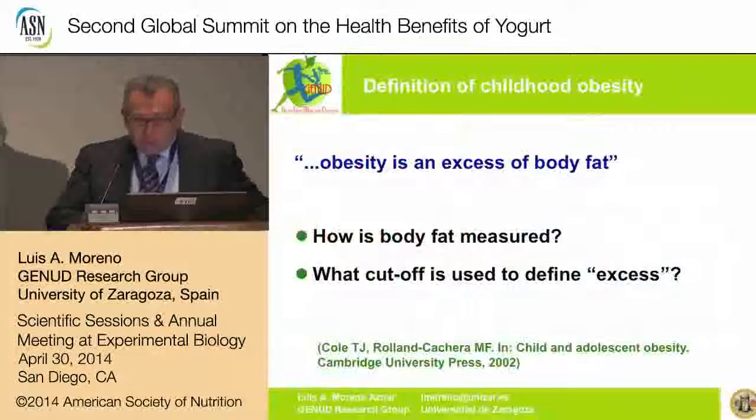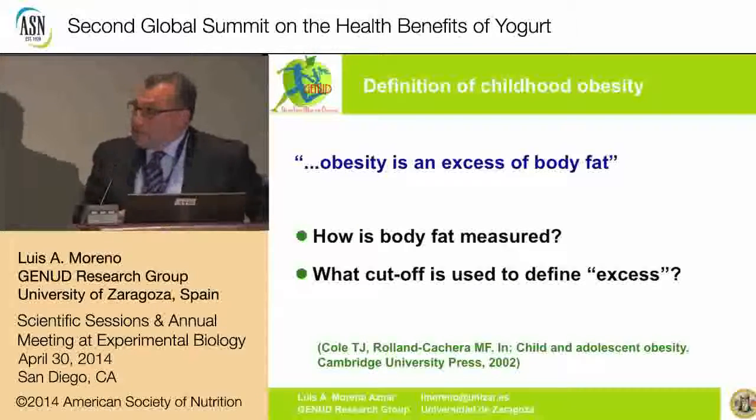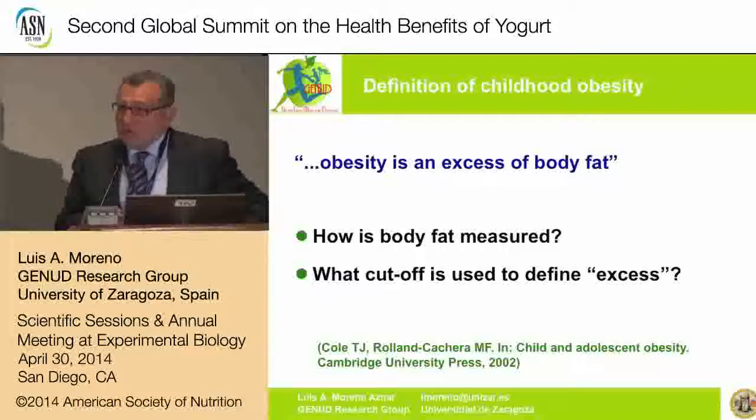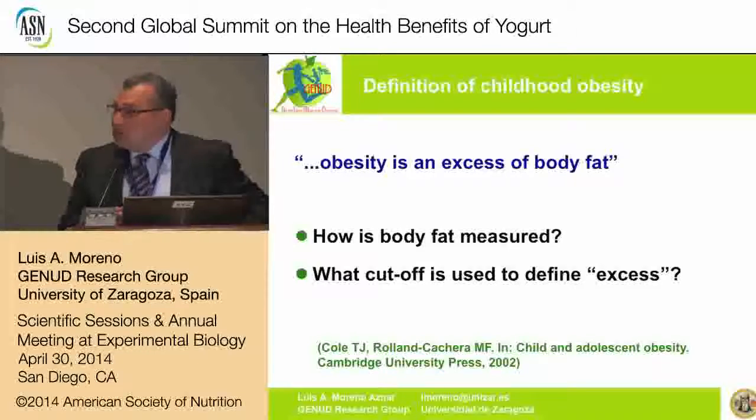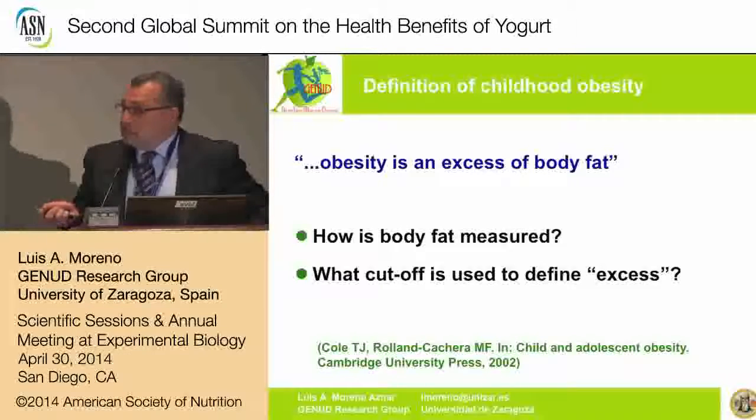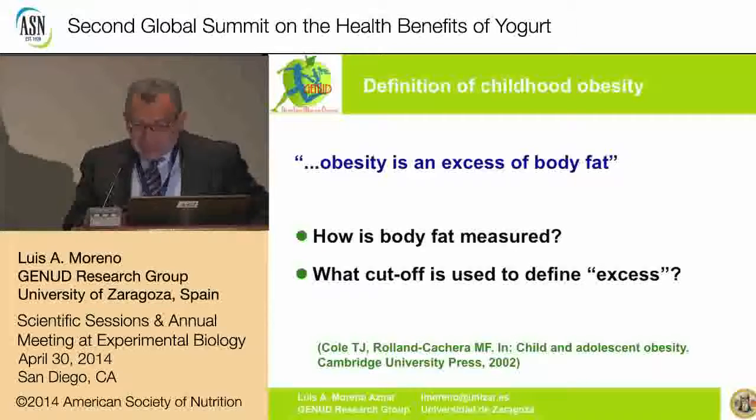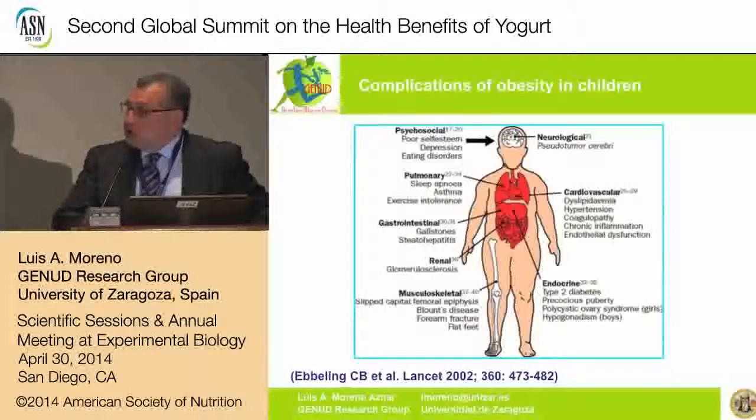But going to the topic of my presentation, one of the main public health problems, and also a cardiometabolic risk factor, is obesity in children and also in adolescents. Just to remind you that obesity is an excess of body fat, which in theory is very clear, but in practice we don't have adequate methods to define or to measure this excess of body fat, and even less, we don't have adequate cutoff values to define the excess of body weight.